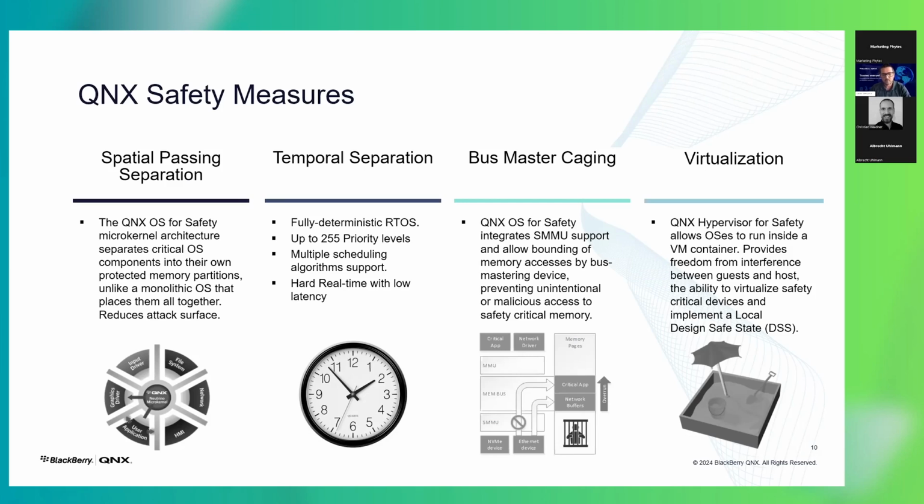And then you have the concept of busmaster caging. So you have devices with system MMUs, and QNX can use those SMMUs to prevent DMA devices, such as network cards or graphics cards, for example, from accessing memory outside the defined boundaries. So protecting against a DMA IO device from writing to memory outside its defined scope.